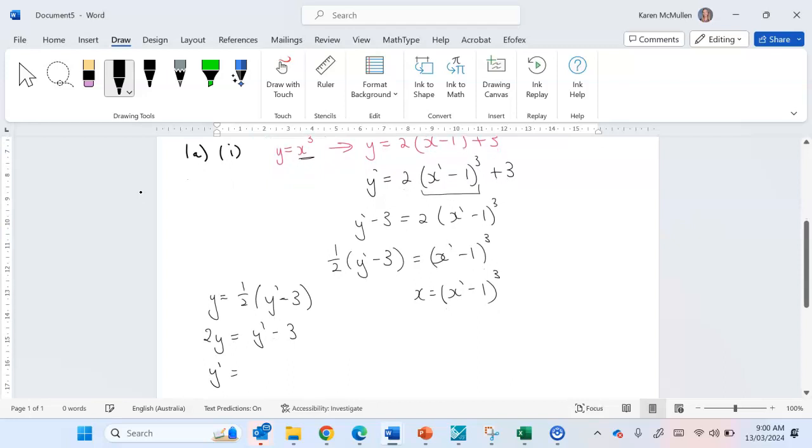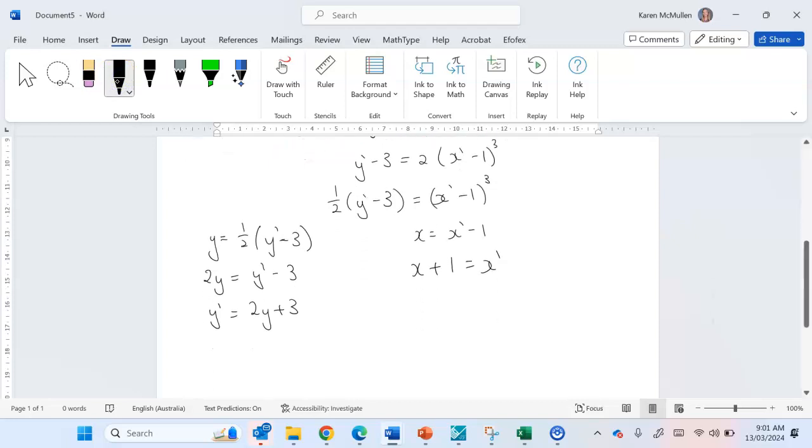And then we're left with 2y plus 3 there. And then on the other side, oops, don't need that cubed there. Sorry about that. X equals, oops, sorry, don't need those. All right, starting again. X plus 1 equals x dash.